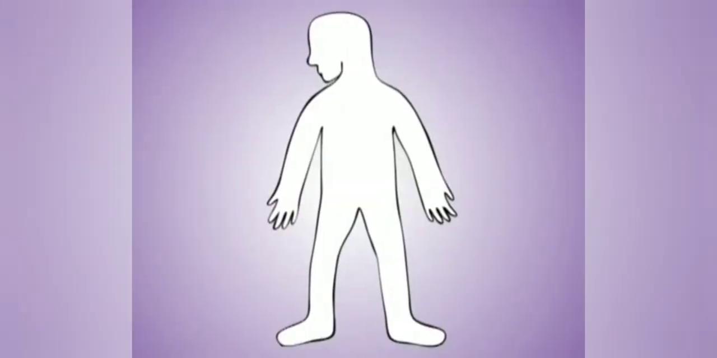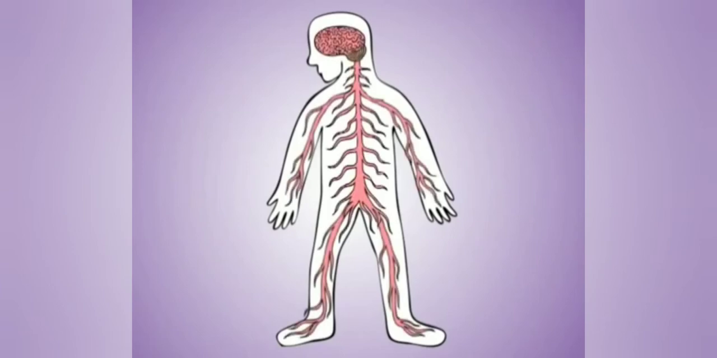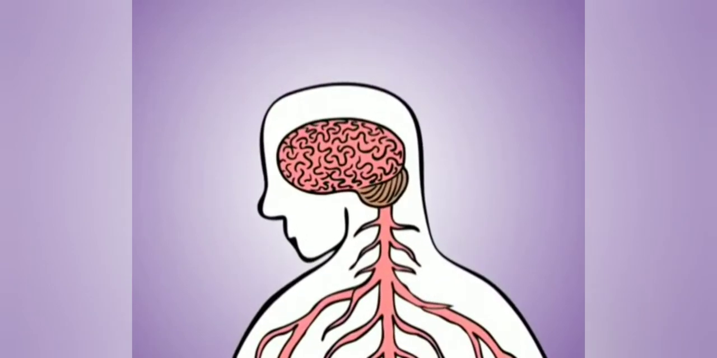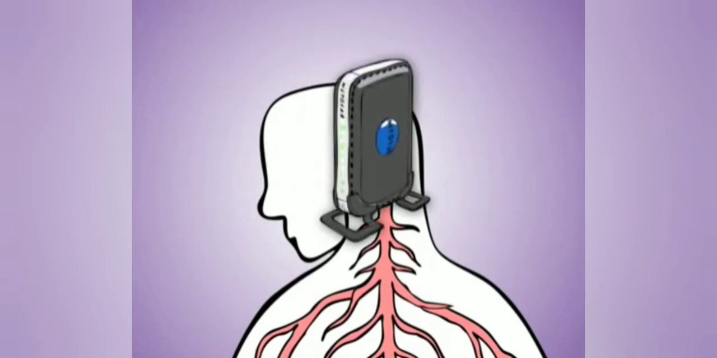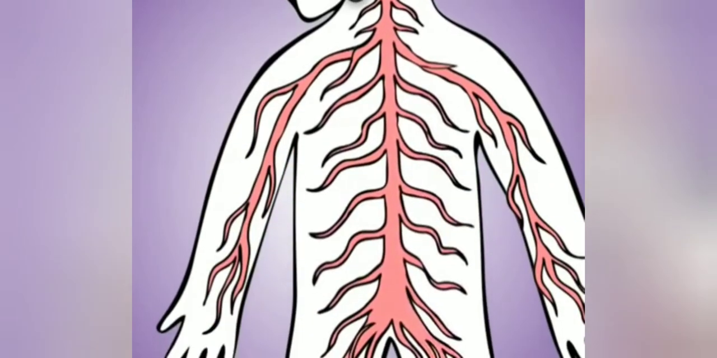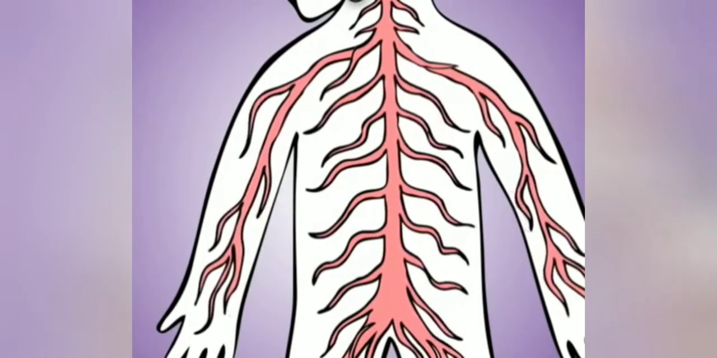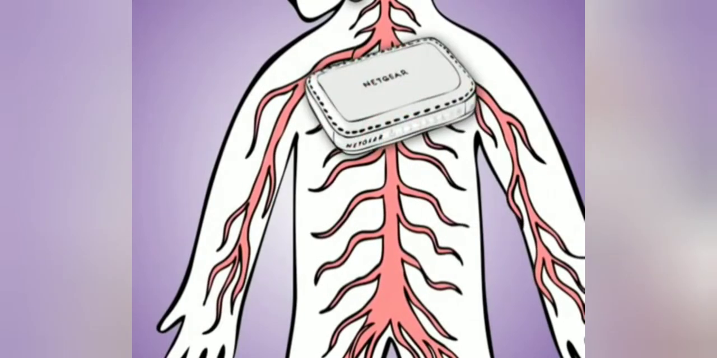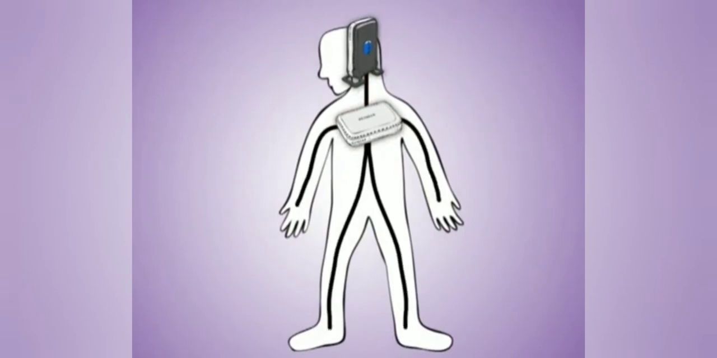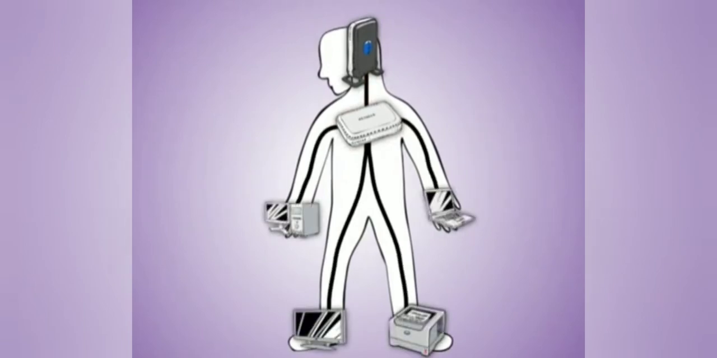Think of a network as something similar to your body's central nervous system. At the top of the network is a brain that handles all the traffic coming through. This is called a router. The brain is connected to a spine that sends signals throughout your network. This device is called a switch, and it distributes signals to all of your computers and devices via network cables.